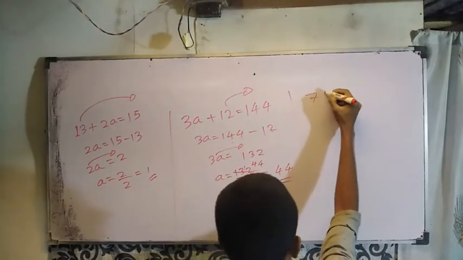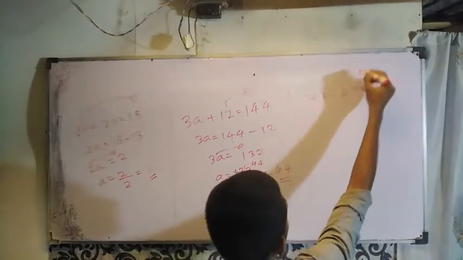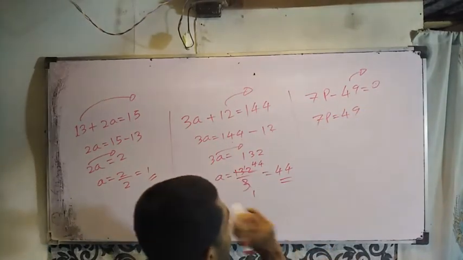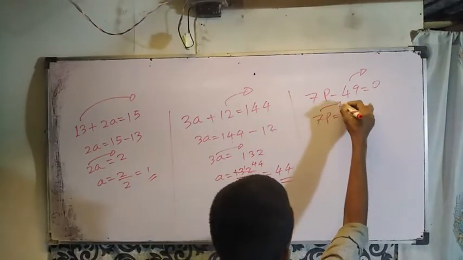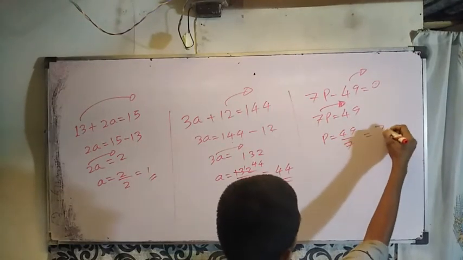Next example, 7a minus 49 is equal to 0. Now you have to move this 49 from this side to the other side. After you move it, the sign should change, like that, positive 49. And again after you move this 7 from this side to the other side, you get the answer 49 over 7 is equal to 7.